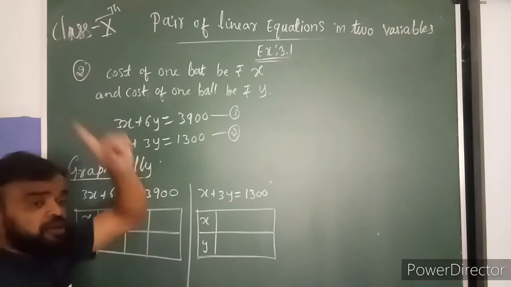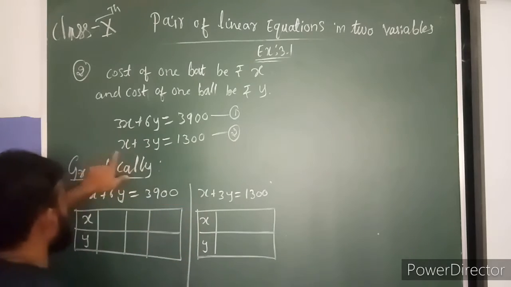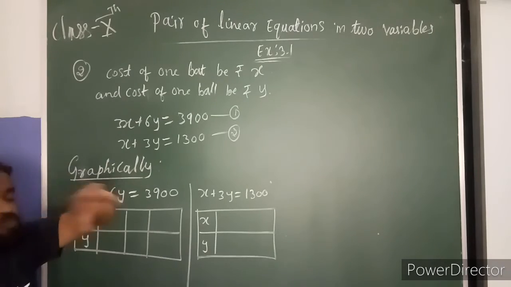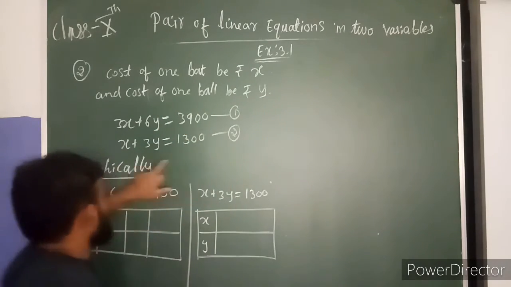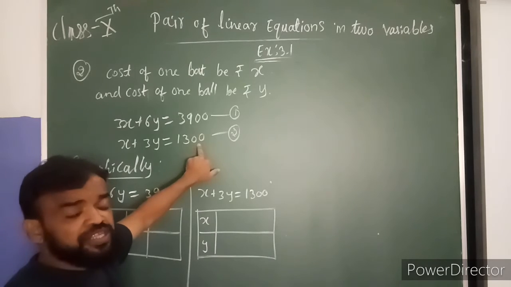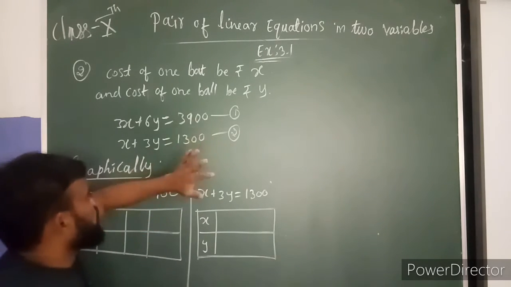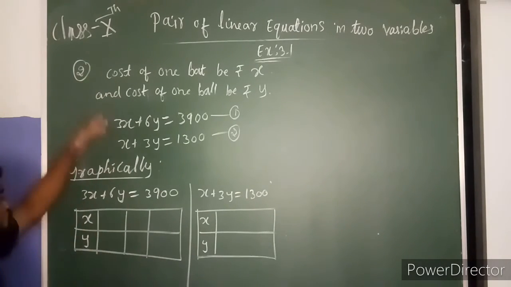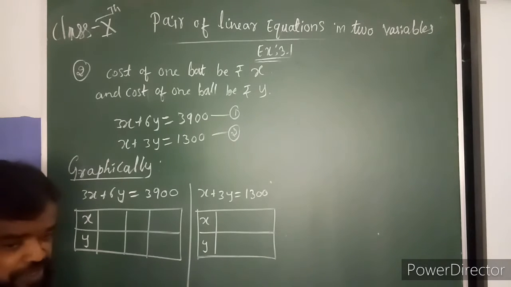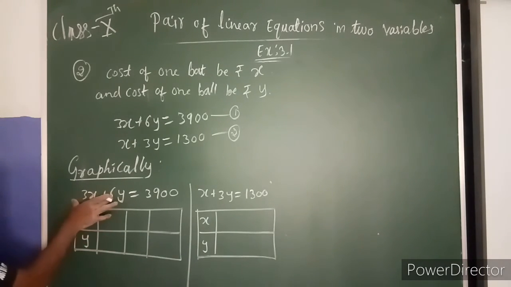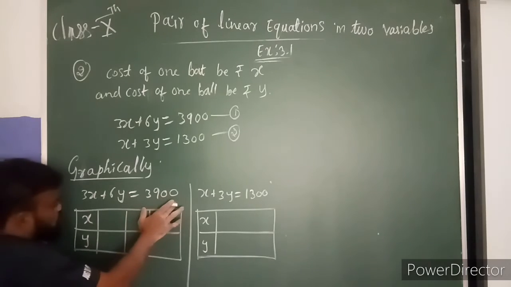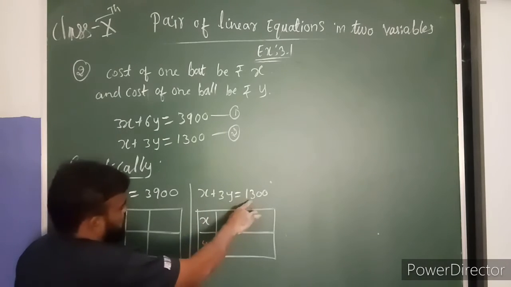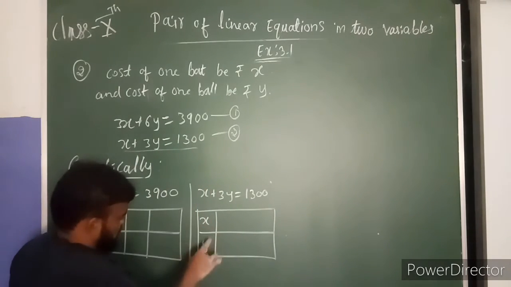After that, they bought one bat, X, and 3 balls, which is equal to the 1,300 rupees paid, right? So we got equations 1 and 2 algebraically. Now we have to find it graphically. The first equation I have taken is 3x plus 6y is equal to 3,900, with its x value and y value. Similarly, the second equation is x plus 3y is equal to 1,300, with its x value and y value.